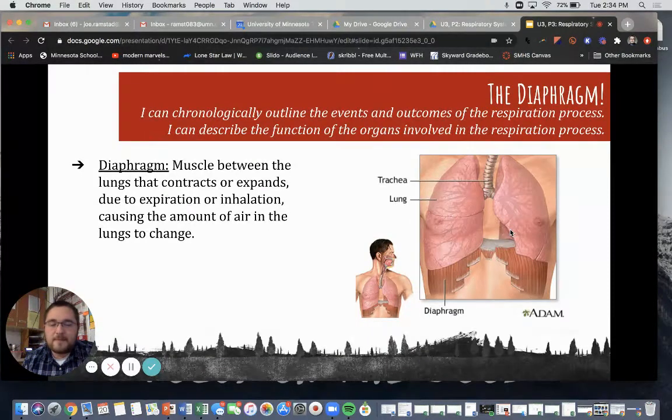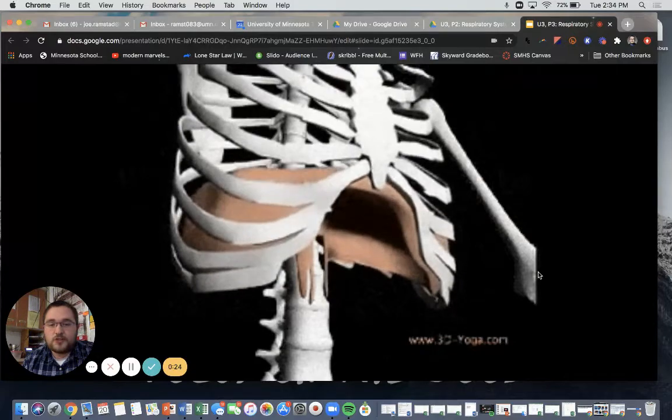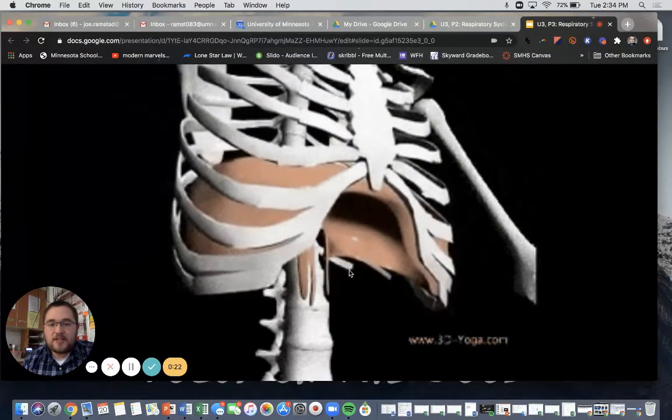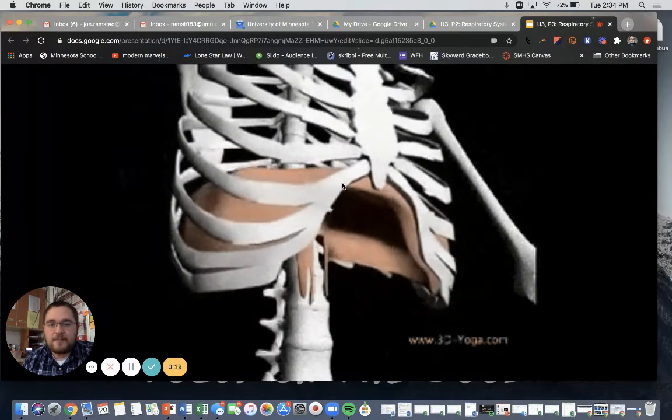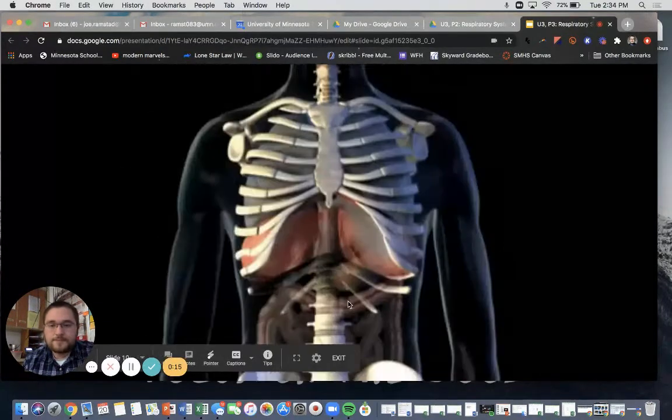Then we have our diaphragm, and this is the muscle between the lungs that contracts or expands due to the expiration or inhalation of air. This causes the amount of air in the lungs to change frequently. So I have a couple of little GIFs that kind of show the diaphragm movement. So you see, as we inhale, our diaphragm contracts. As we exhale, it lowers.